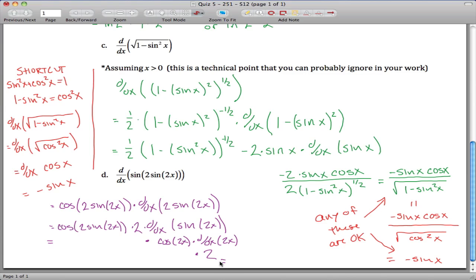What we have for our final answer is this 2 right here times this 2 right here for 4 cosine of 2 sine of 2x. I took care of this, this, this, and this. We want to multiply that by cosine of 2x.